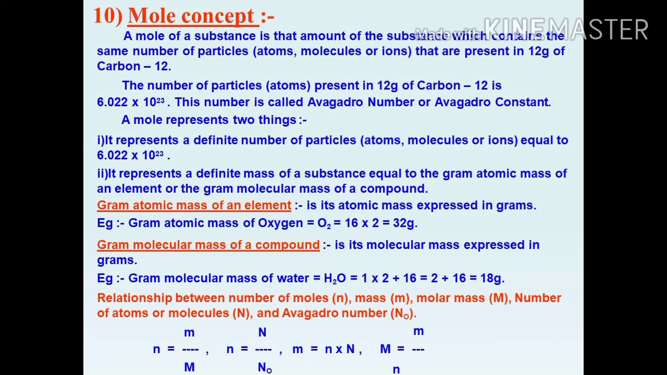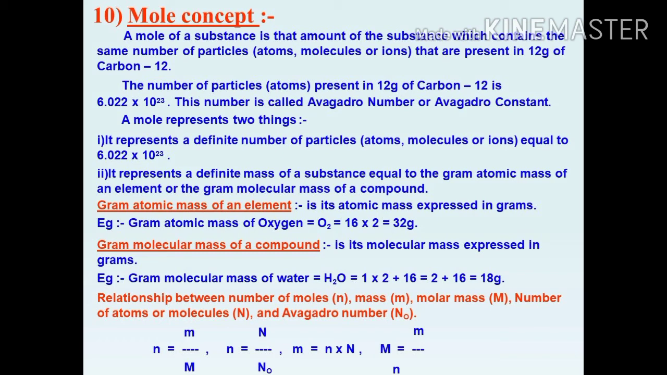What is the value of atomic mass of oxygen? Atomic mass of oxygen is 16. 1 oxygen is 16. So the chemical formula of oxygen is O2. Gram atomic mass of oxygen is 16 into 2, because 2 oxygen atoms are there. So 16 into 2 equals 32 gram.